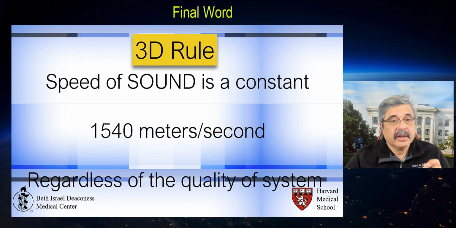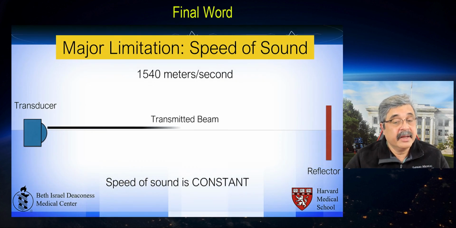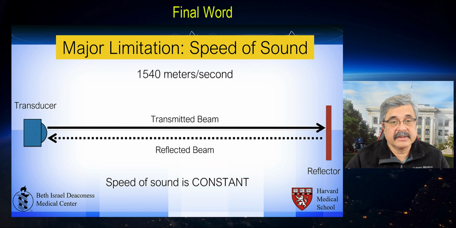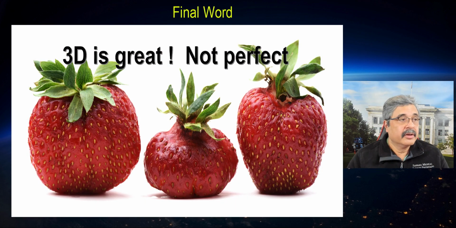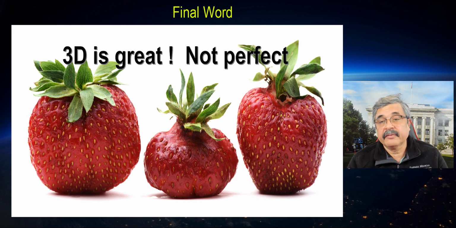The greatest impediment is that the speed of sound is constant, that is 1540 meters per second, regardless of the quality of the system. So the go-around time of the transmitted beam, unless it becomes faster, there's no way of improving your frame rate for a given depth and a given sector size. Therefore, 3D imaging is great, but not perfect and not devoid of any artifacts and problems.